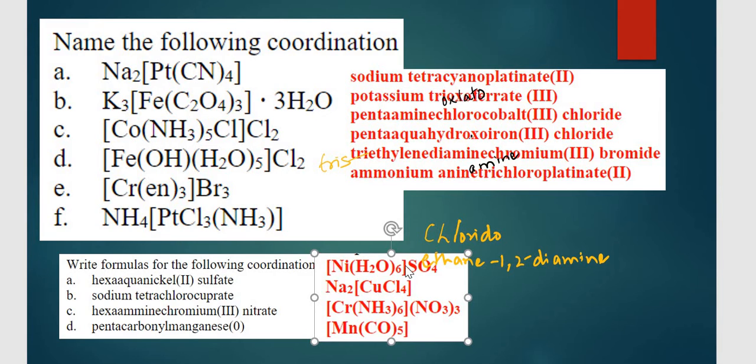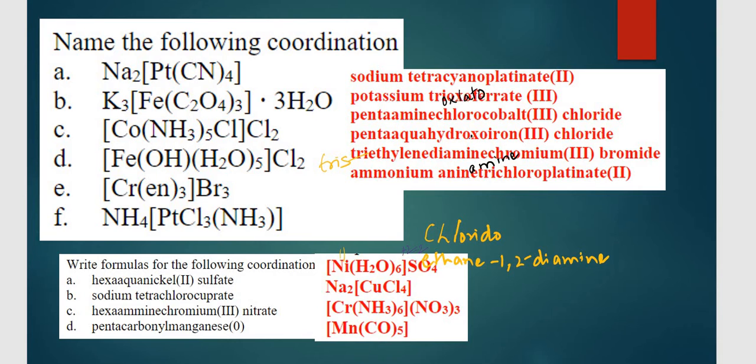So you can check out answers here. Now it's very easy. If you see, this is hexaaqua nickel. The oxidation number of nickel is 2. So that's why there are 2 sulfate here, because sulfate is also -2 and nickel is +2. So charge on the complex is +2. So that's why 1 sulfate is there.